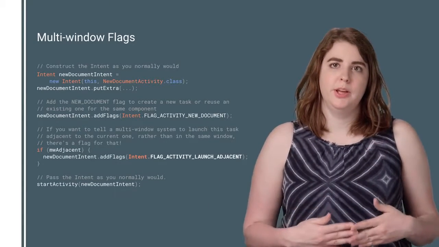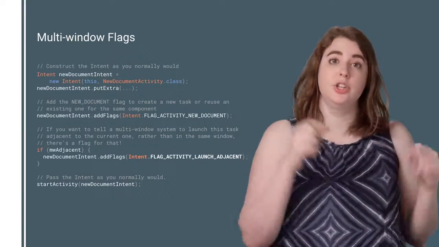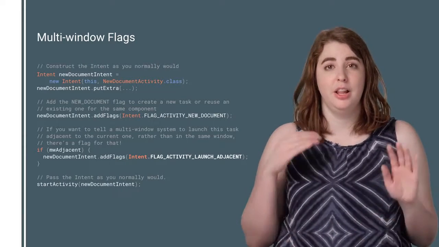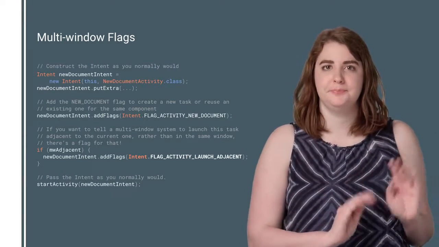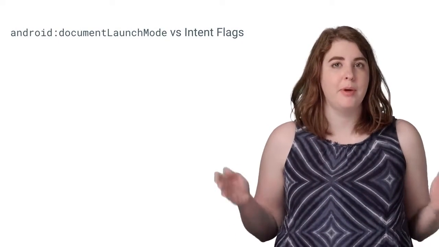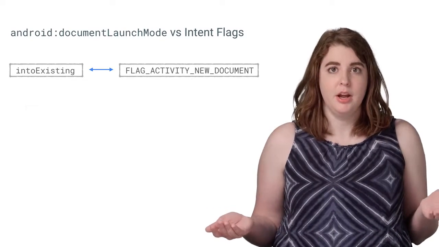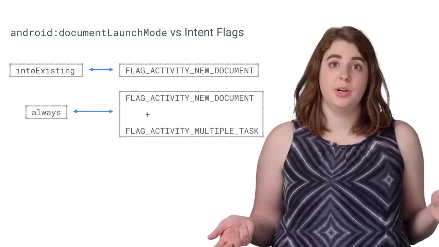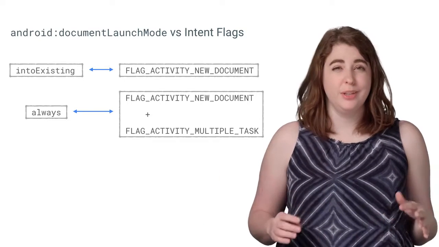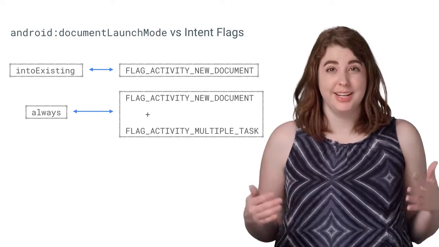In multi-window mode, this gets even better as you can use FLAG_ACTIVITY_LAUNCH_ADJACENT in conjunction with FLAG_ACTIVITY_NEW_DOCUMENT to hint to the system that the task should be launched alongside the existing task. So, the manifest attribute and the intent flags offer you the same options. intoExisting is equivalent to using FLAG_ACTIVITY_NEW_DOCUMENT, whereas always is equivalent to using new document and multiple task together. Keep in mind, though, that an attribute only needs to be specified once for the activity, while a flag will need to be added to every intent.